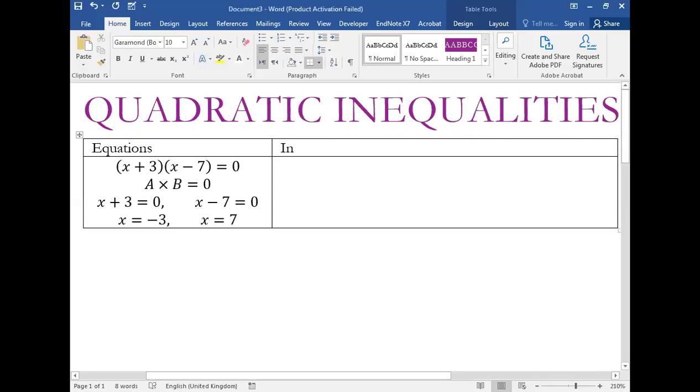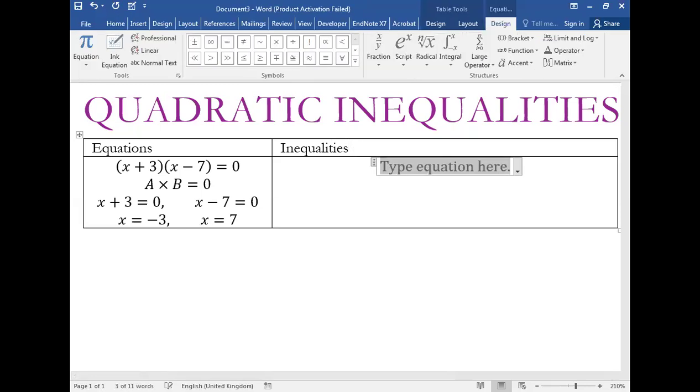Okay, now inequalities. Let's talk about one of the inequalities first. Similar case दे रहा हूँ मैं, x plus 3 and x minus 7 is less than 0. What does less than 0 mean? Another synonym for less than 0 is? I'm not saying x is less than 0. I'm asking, tell me the values of x for which this product is less than 0.